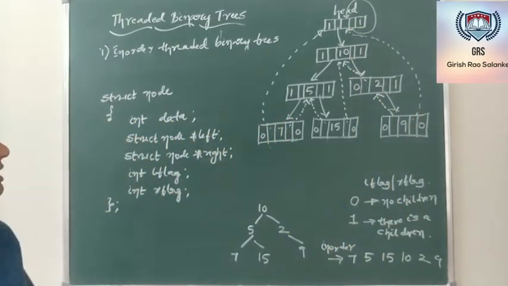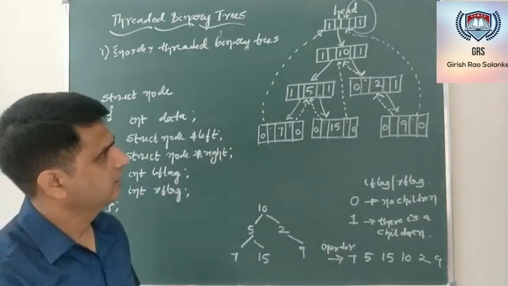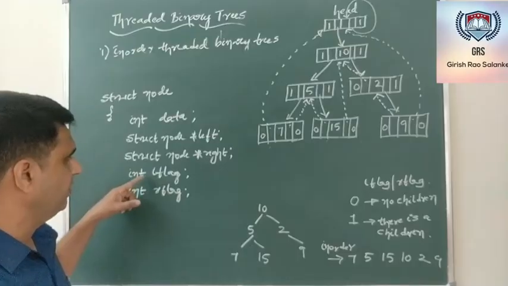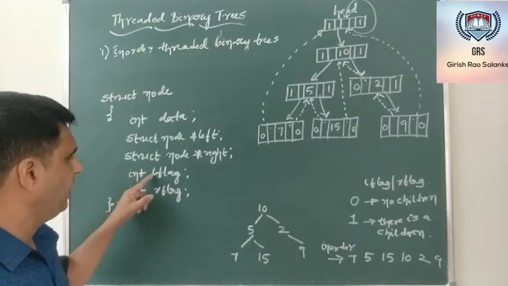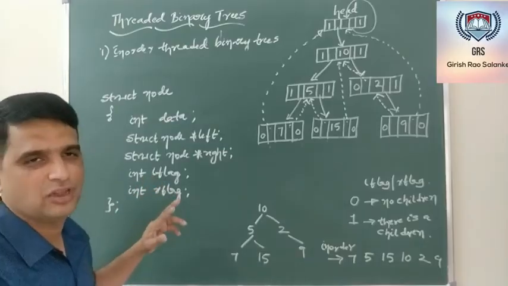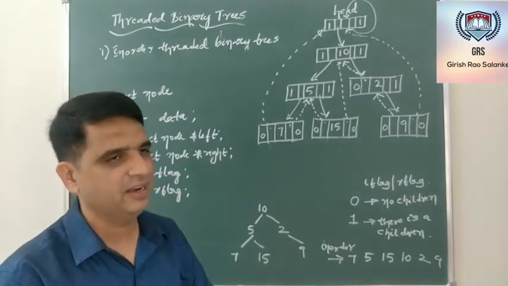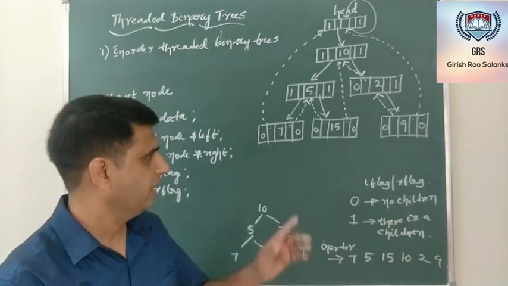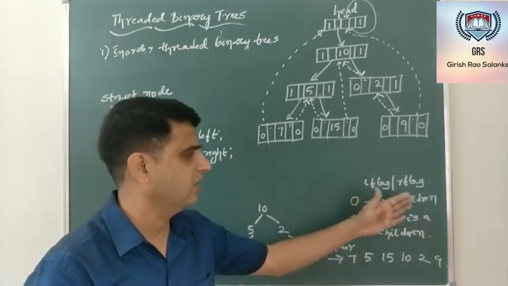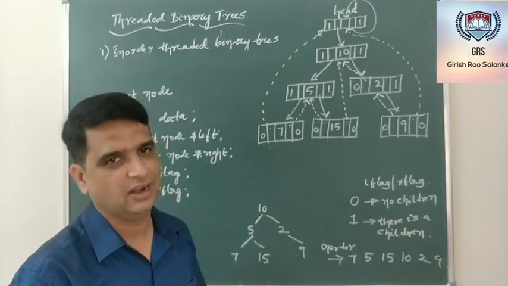So this is about the threaded binary trees with 2 additional members. Note that the additional members are integer members, L flag and R flag. L flag can have values 0 or 1. If it is 0, it implies that in its address field nothing is there. If it is 1, it implies that there is a child. Or I can say if it is 0, there are no children, and 1, there is a child.